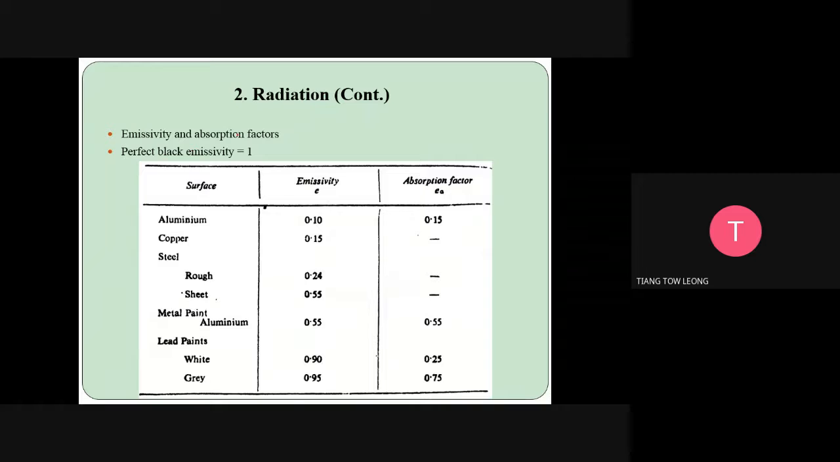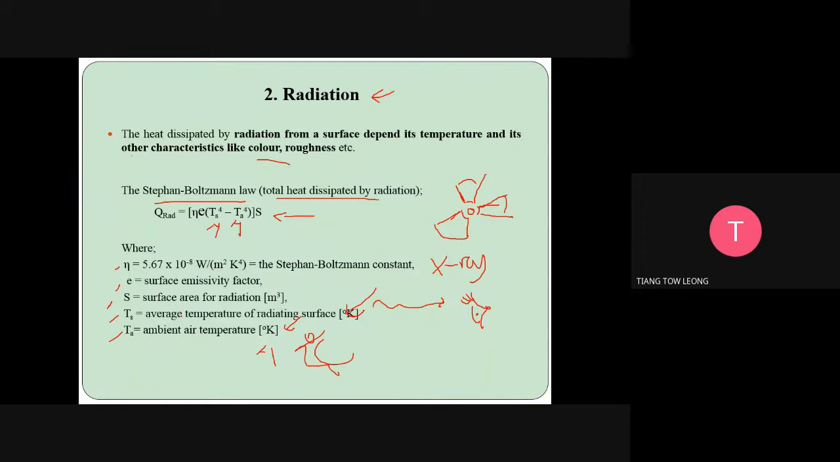So emissivity and absorption factor. Let me finish this one, then we rest for 10 minutes. So for a perfect black body, when the surface is black, the emissivity is 1. Emissivity E, if it is high, then the radiation is very high.